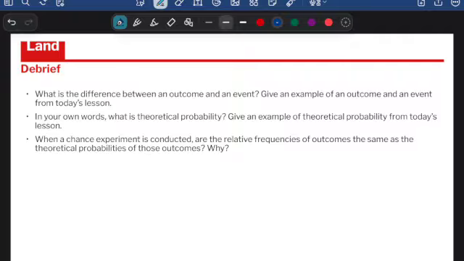Are relative frequencies of outcomes the same as theoretical probabilities? No, not necessarily. We saw that when we were pulling cubes out of the bag. We would expect from the theoretical probabilities to pull the same number of cubes from each color. We would expect to pull 5 cubes of each color because there was a 1 in 4 chance of getting each color. But we saw in the results it wasn't quite that. We only got 4 of one color and we got 6 of another color. So relative frequencies or empirical probabilities are not the same as theoretical probabilities.